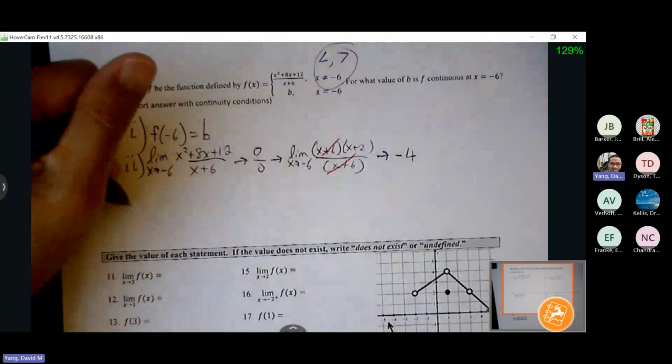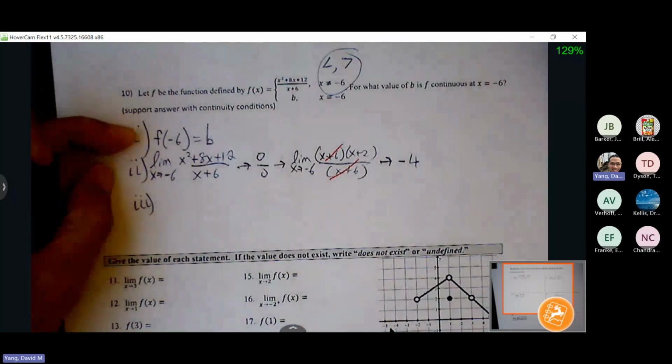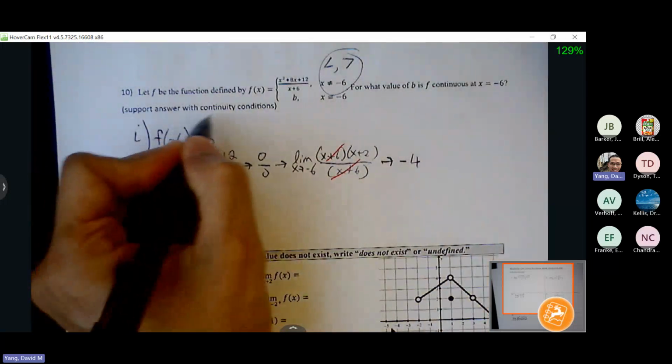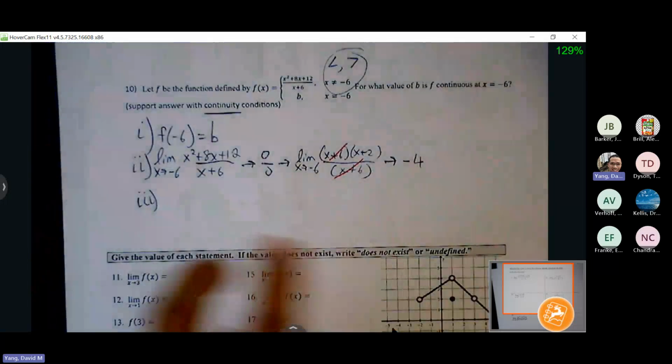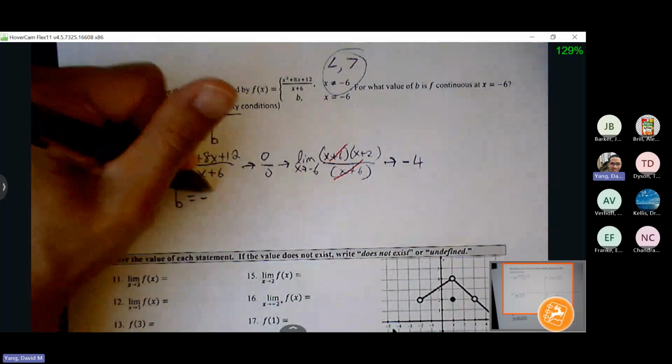We haven't found what the b value is, but now it's obvious that by the third condition, we need the first two to agree. We want continuity, so we're forcing every condition to be true. If we want the third condition to be true, b must be equal to -4, and we have our b value.